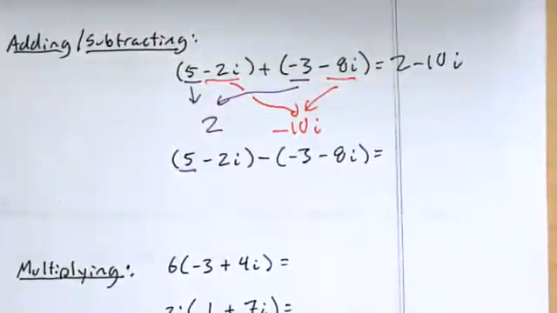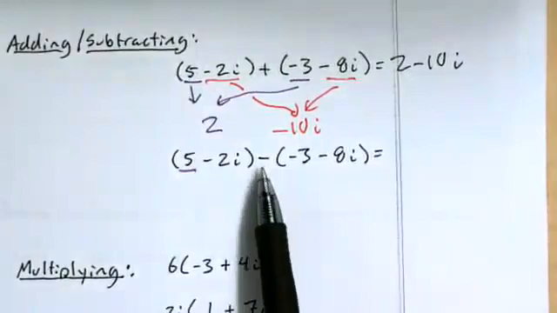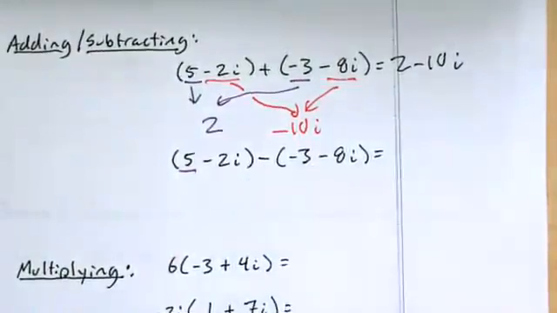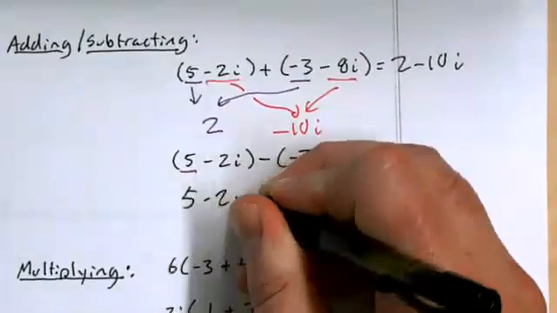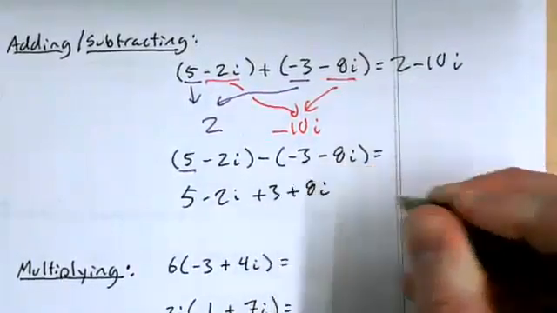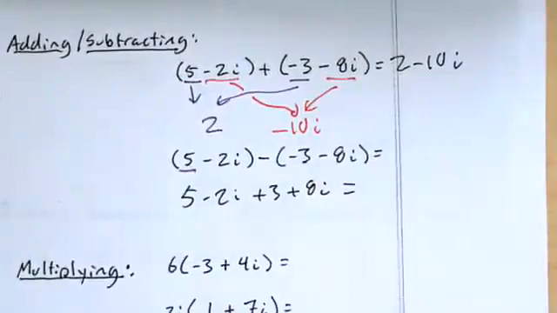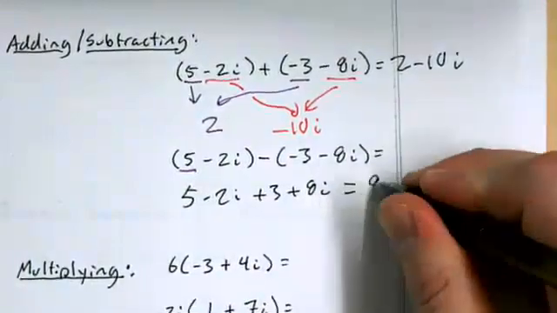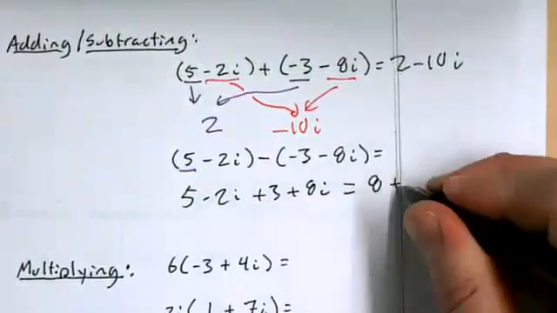Subtraction is slightly more complicated because what do you have to do with this negative sign? Distribute it into the thing after it. So this is really 5 minus 2i plus 3 and plus 8i. And then just combine like terms for your final answer. So that's 8, and -2i plus 8i is 6i.